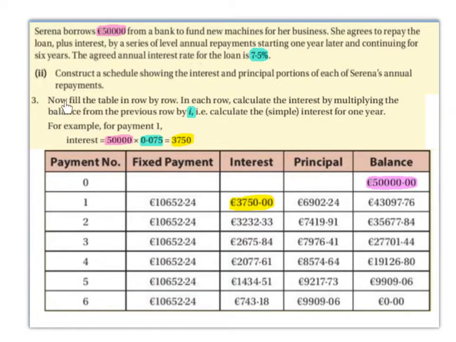Step 3. Now fill the table in row by row. In each row, calculate the interest by multiplying the balance from the previous row by i, i.e. calculate the simple interest for 1 year. For example, for payment 1, the interest will be €50,000, which was the balance, multiplied by 0.075, which is the interest, 7.5%, which gives us €3,750. So that's the interest.